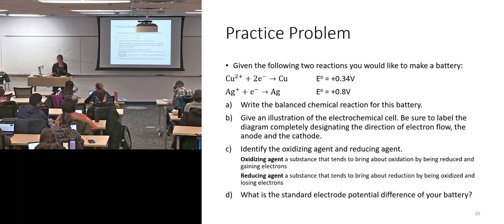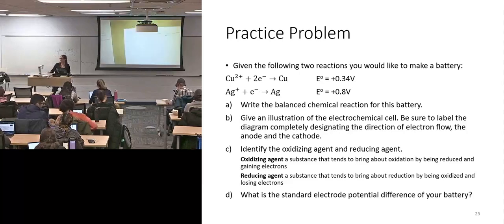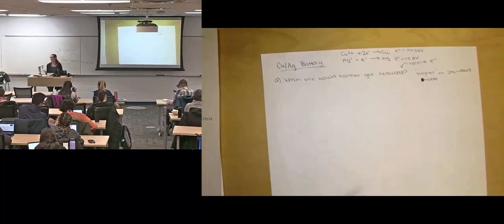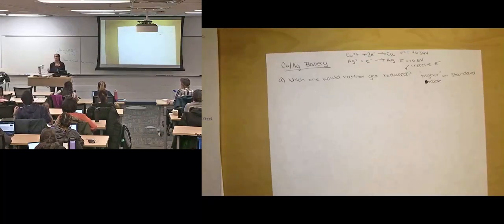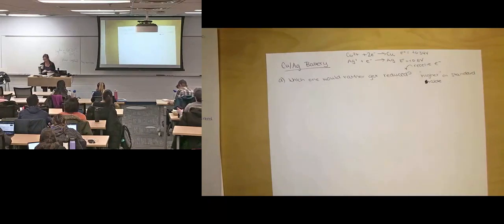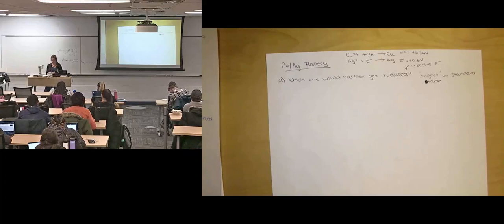Okay, so let's talk about this one quickly. So I'm trying to make a copper-silver battery. I was given standard reduction potentials for reduction of copper and silver relative, like I said, to a standard for each of these half reactions. Part A was to write a balanced chemical reaction for your battery, but the first thing I want you to do in order to write this balanced reaction is think about which one would rather get reduced, which one wants to receive electrons.